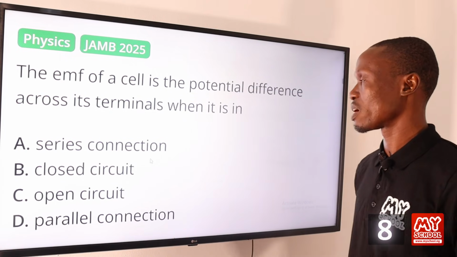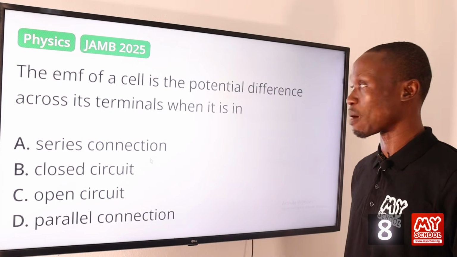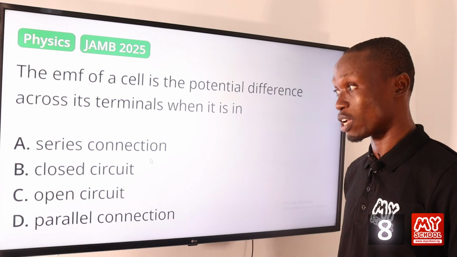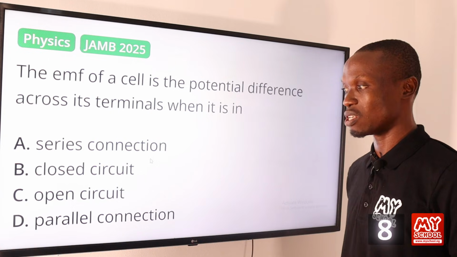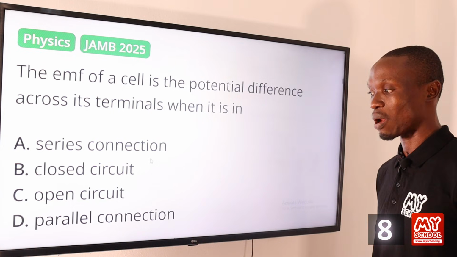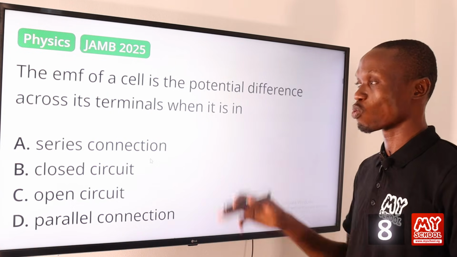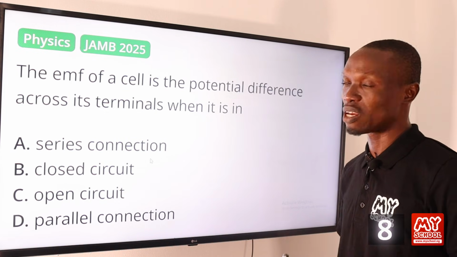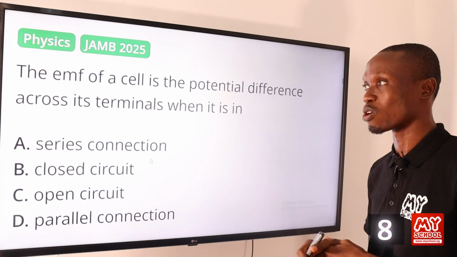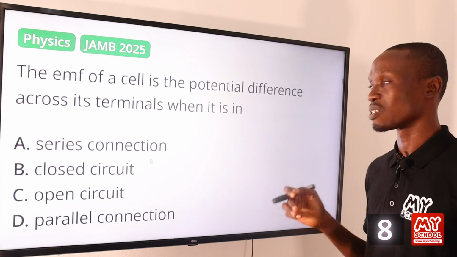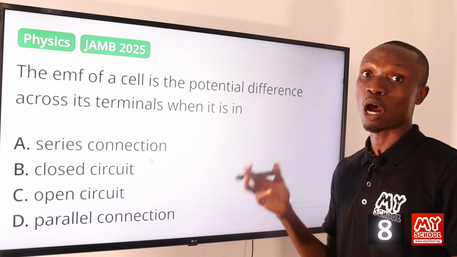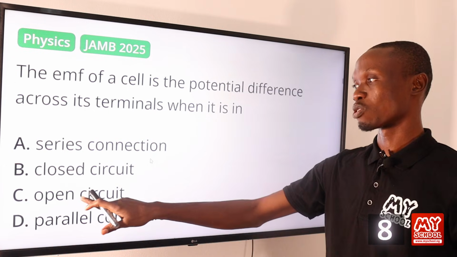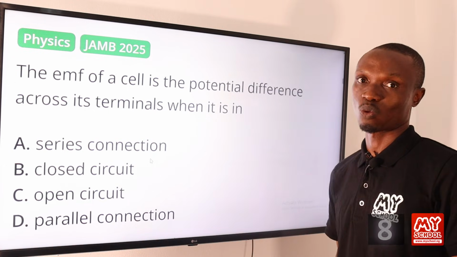The EMF of a cell is the potential difference across its terminal when it is in A, series connection, B, closed circuit, C, open circuit, and D, parallel connection. So the answer to this question is option C, open circuit. The EMF of a cell is the potential difference across its terminal when it is in open circuit. An open circuit is one that is not delivering any current, okay? So that makes option C the correct answer to this question.